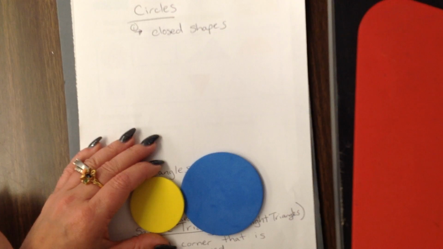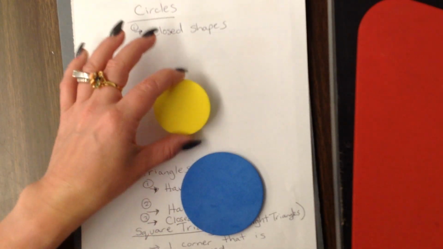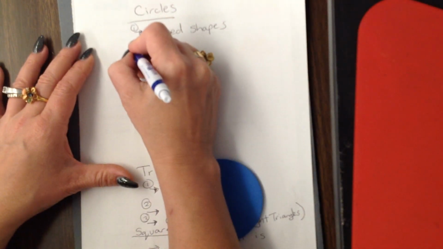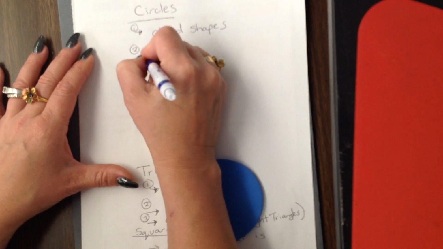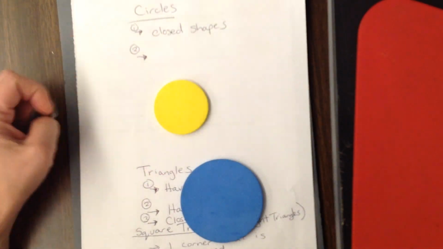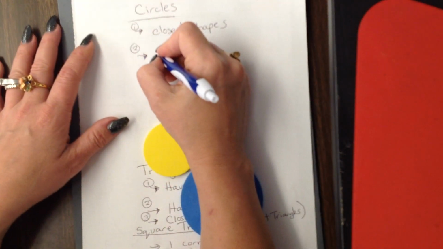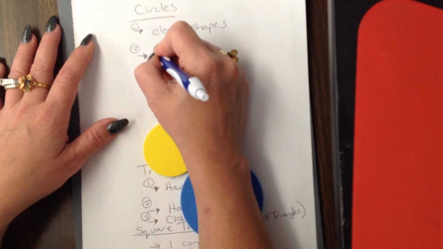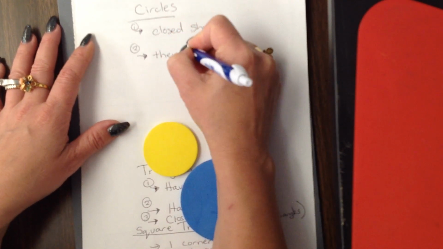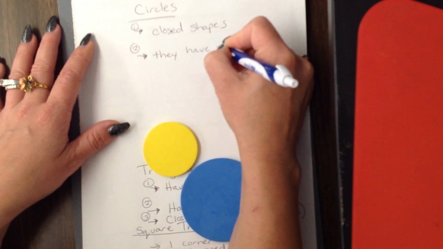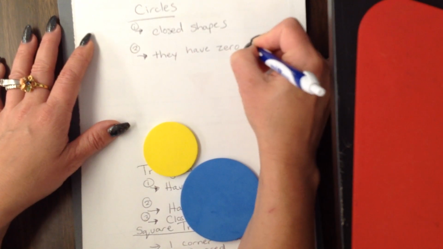All right, and what's another rule? Okay, good. Do they have any corners? All the other ones we've been mentioning corners and sides. No, they don't have any corners or sides, so we would say that they have 0 corners, okay?